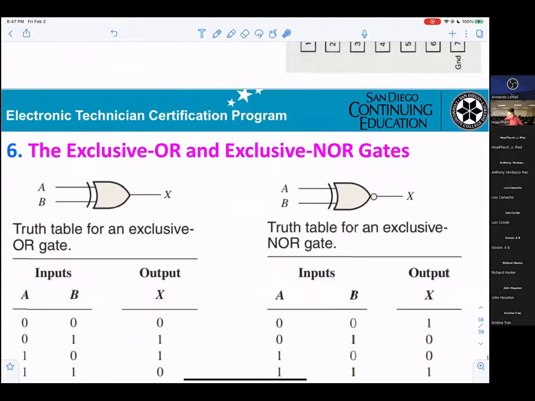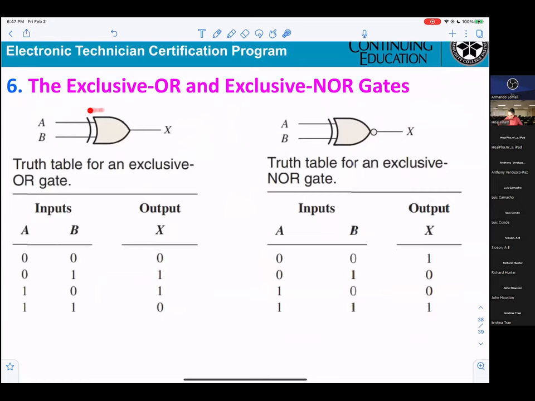Exclusive OR and NOR. This is the symbol for the gate. It looks like this. Okay? This is a truth table. If A is 0, B 0, you get 0. 0, 1, you get a 1. 1, 0, you get a 1. 1, 1, you get 0. That only tells you one thing.